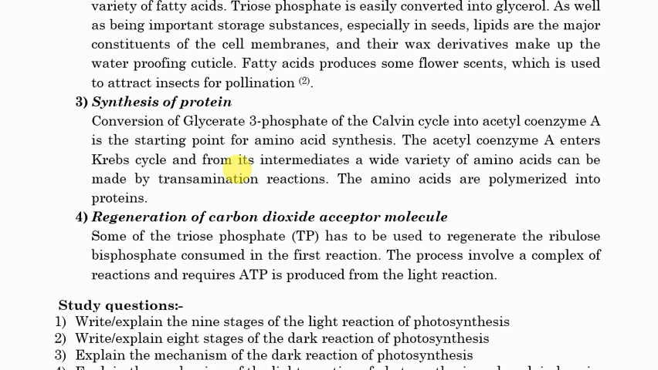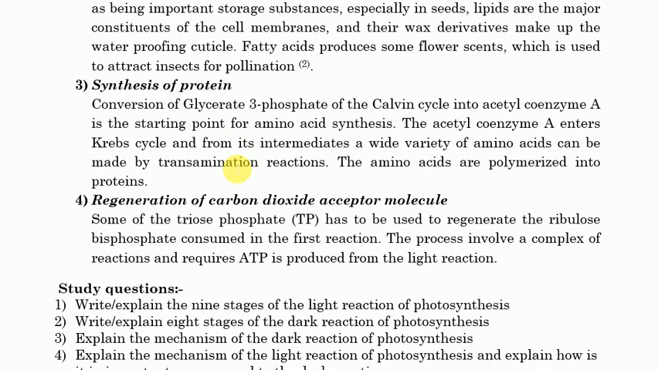Another use is the synthesis of proteins. Conversion of glycerate 3-phosphate of the Calvin cycle into acetyl coenzyme A is the starting point for amino acid synthesis. The acetyl coenzyme A enters the Krebs cycle, and from its intermediates a wide variety of amino acids can be made through transformation reactions. The amino acids are polymerized into proteins. Another use is the regeneration of the carbon dioxide acceptor molecule.